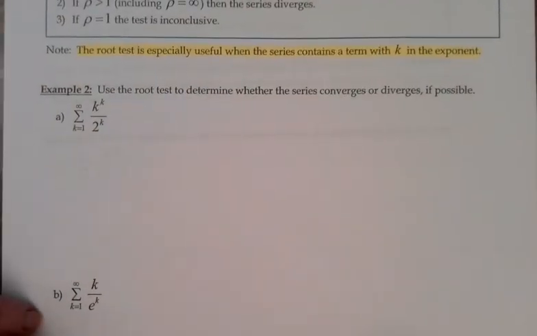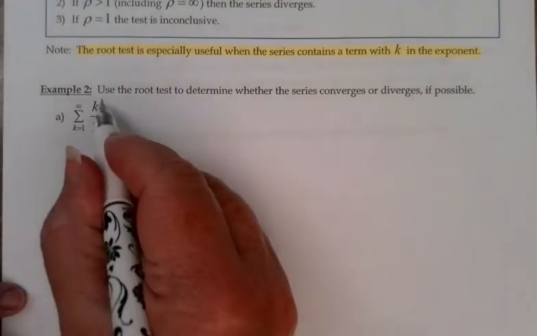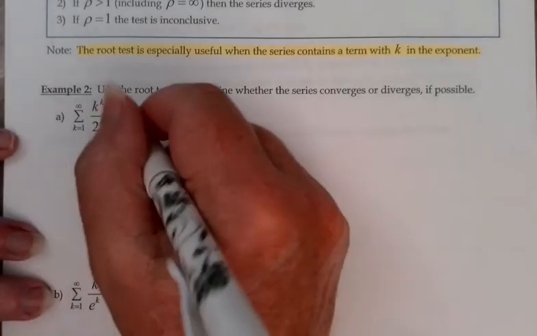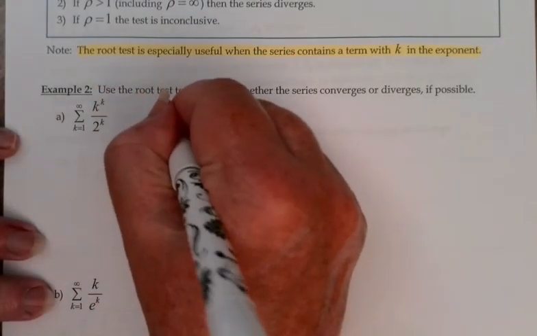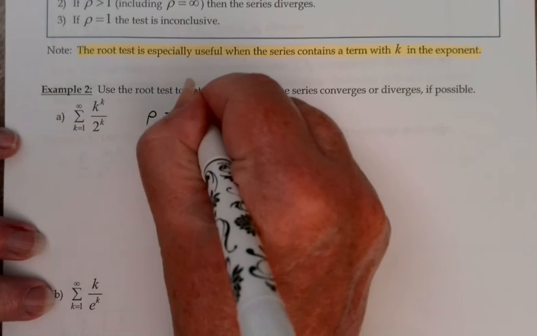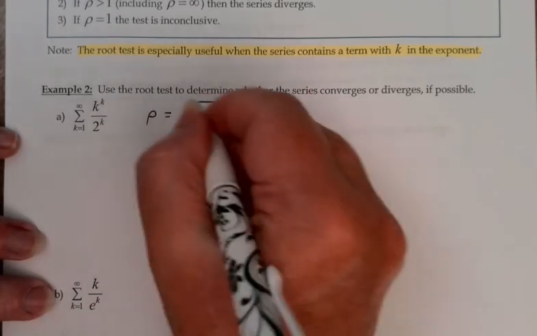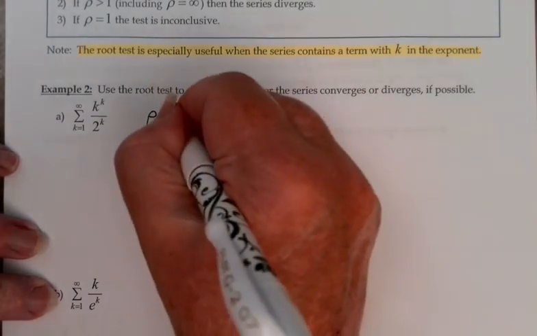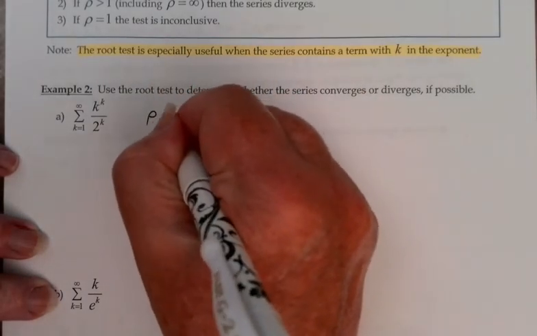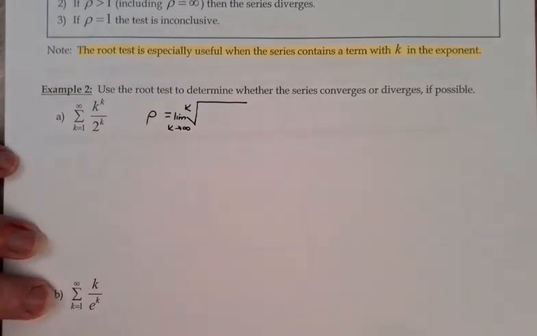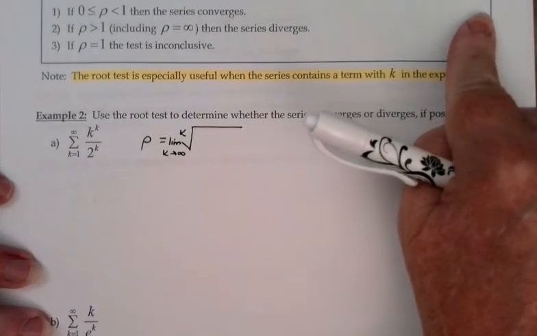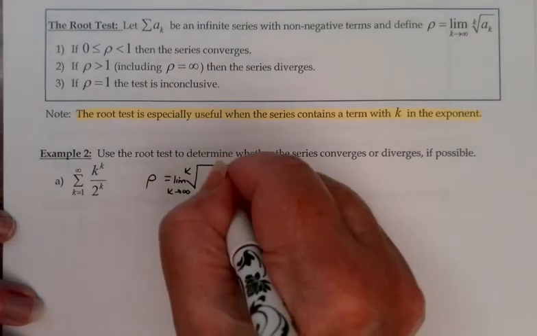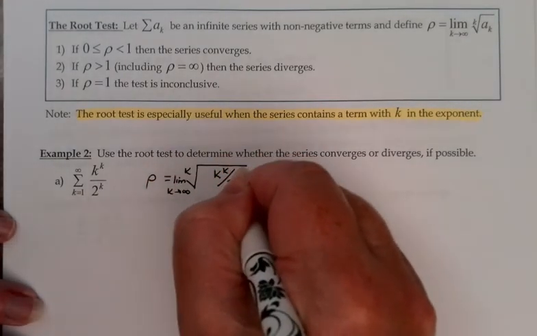So this first one, the sum of k to the k over 2 to the k. I'm going to say rho then is the limit as k goes to infinity of the kth root of a sub k. Our a sub k is k to the k over 2 to the k.